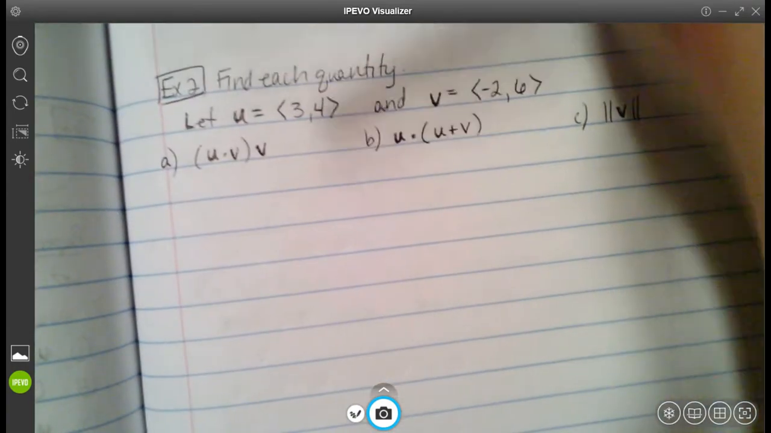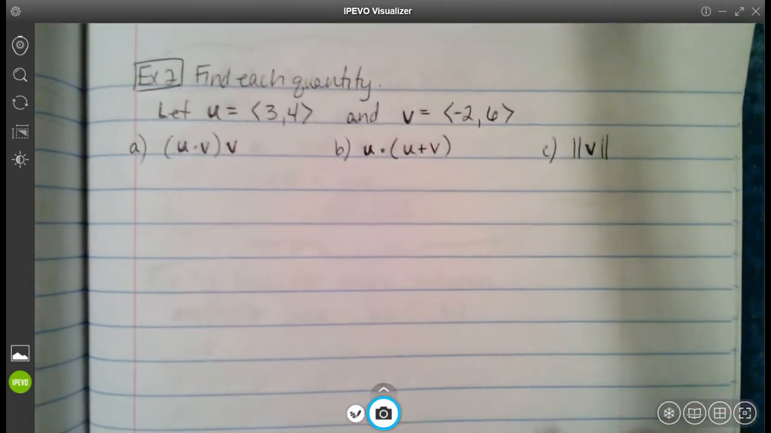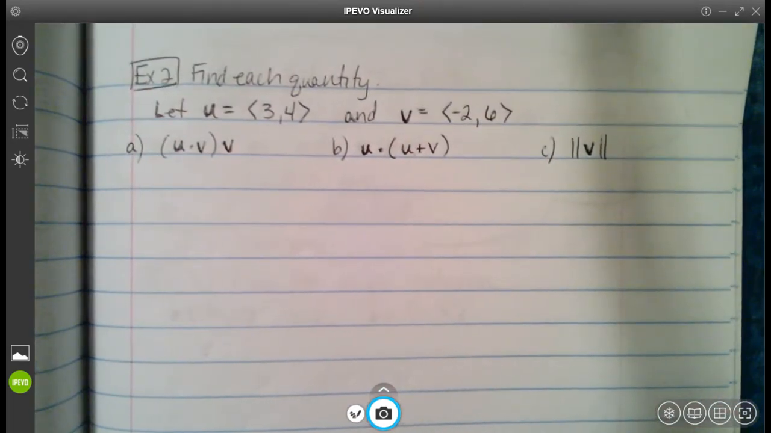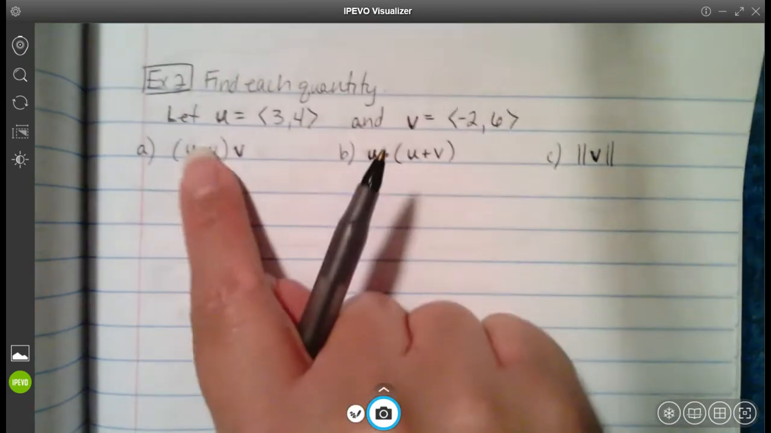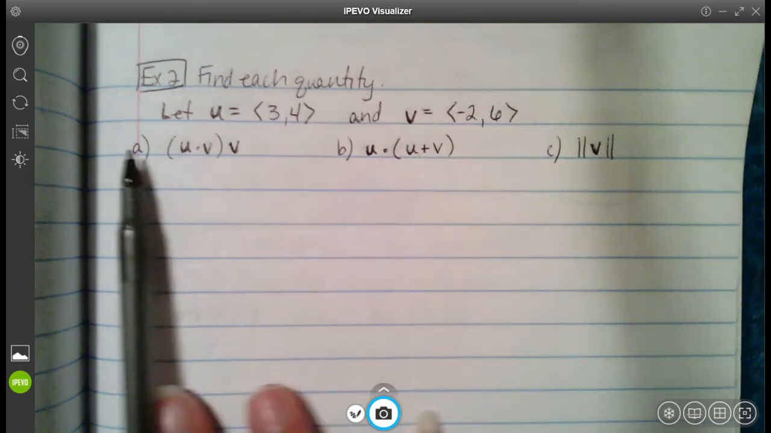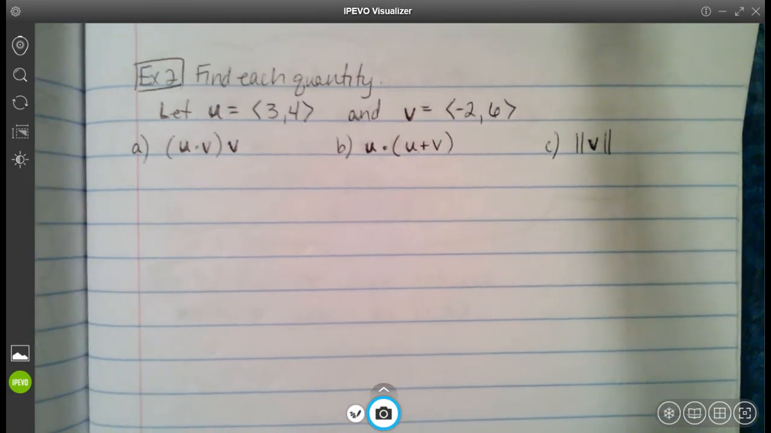We have example number 2. I went ahead and spaced these out so we have plenty of room. You could probably fit all this on one page, maybe a page and a half. Find each quantity. Let u equal 3, 4, and v equal negative 2, 6, and then we have three different things going on here. Let's look at letter A first.